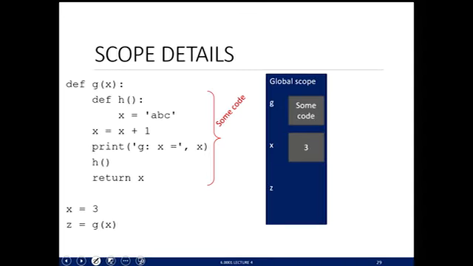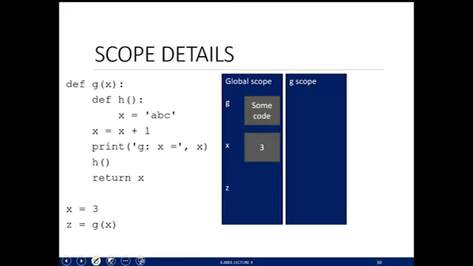The next line is x is equal to 3. So I'm making x a variable inside my global scope with value 3. And then I have z is equal to g of x. This is a function call. When I see a function call, I'm going to create a new scope. So here is the scope of g. In the scope of g, I'm mapping actual parameters to formal parameters. Inside g, what is the value of x? x is going to be the value 3, because I've called g of x with x equal to 3.